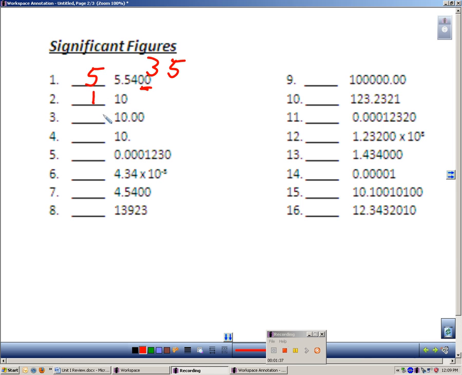So it's the same thing for number 3. Everybody, how many do we have? 4. Because all these zeros are significant because it's to the right of a non-zero digit, and it's to the right of a decimal, or a decimal is present. What about number 4? How many do we have? 2. Number 5? 4. Because these guys, what are these guys called out here?